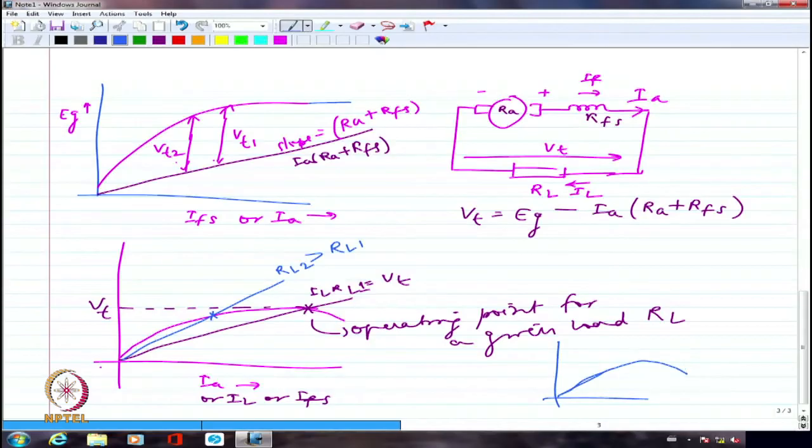That's right. Okay, so this essentially completes our discussion on the generator operation and the generator characteristics as far as the DC machine is concerned. Now we are going to migrate to motors.